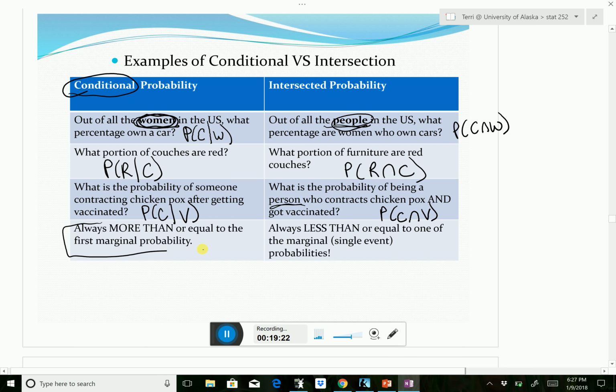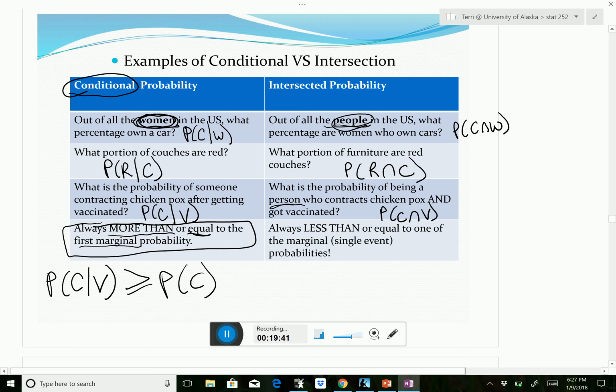Here's a note. This is always more than or equal to the first marginal probability. In this case, the probability of someone getting chickenpox given that they're vaccinated is more than or equal to the probability of getting chickenpox, which makes sense, right? Because this is taking it out of a much smaller group. This is taking them out of everybody, whether they got vaccinated or not. This is taking it only among people that got vaccinated.